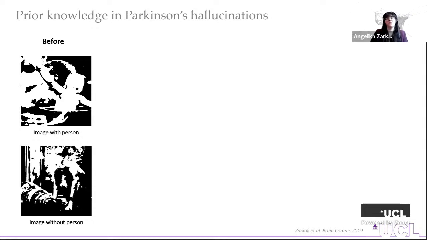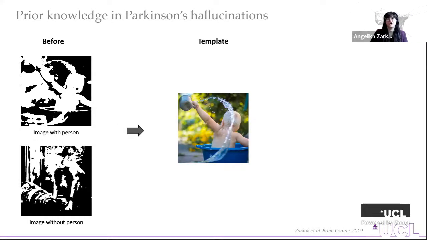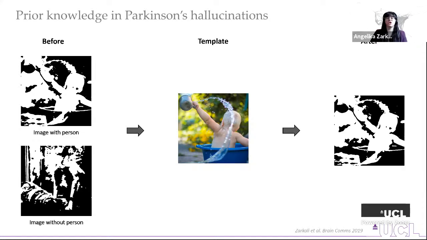And we showed people these two-tone images. Some, like the one on the top, had a person there, and some, like the one on the bottom, didn't. And then we asked them whether they could see a person in the image or not, like I did with you. So then we showed them the template colored images from which the previous images were produced, and then we showed them the two-tone images again. And we measure how good the performance was before and after they had received prior knowledge.